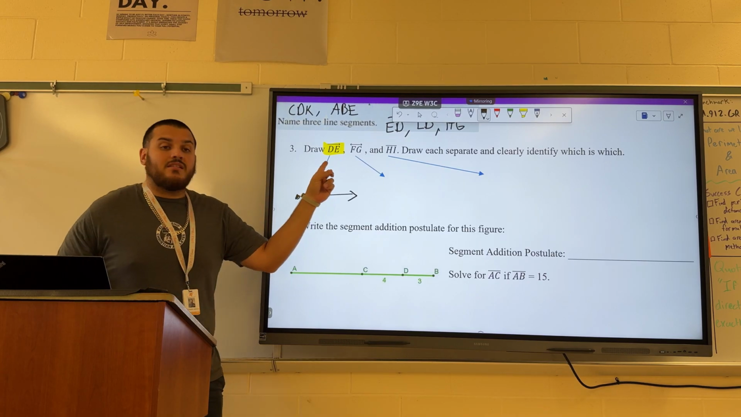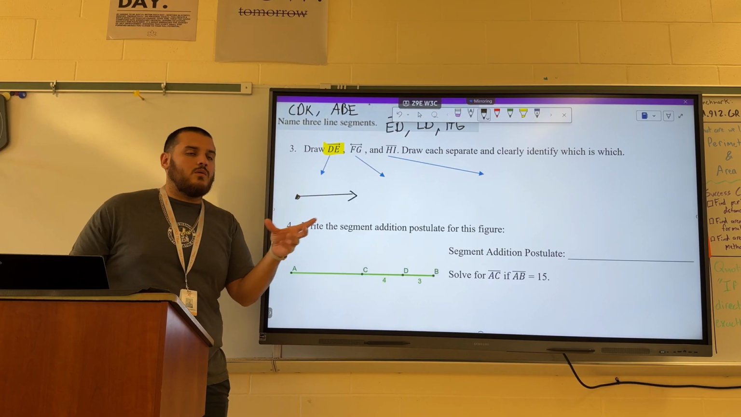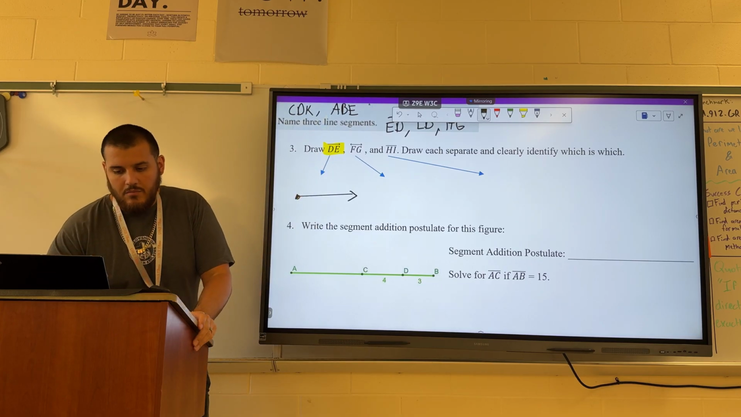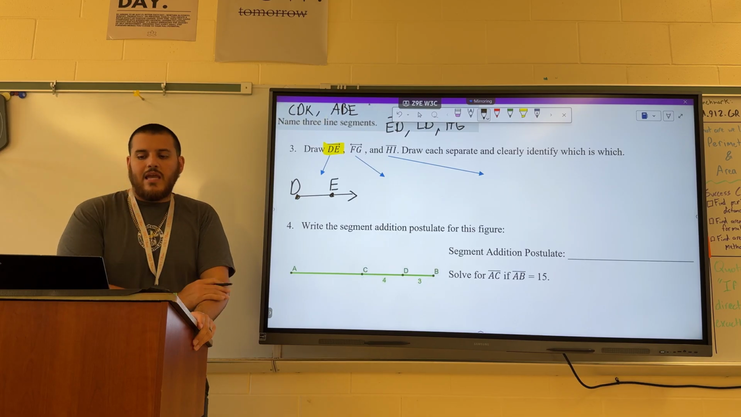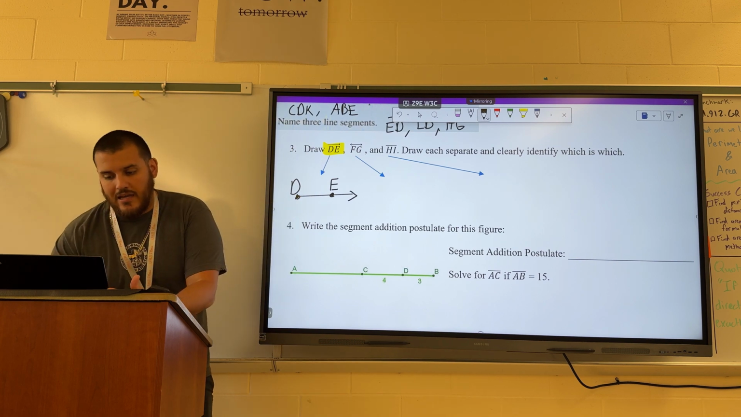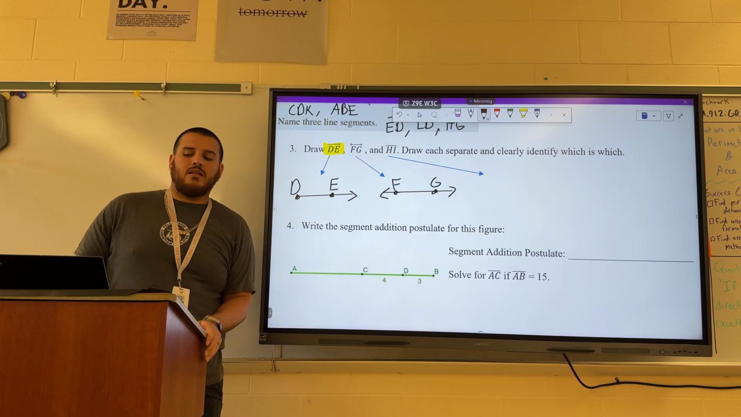But the key here is making sure that we put these points in the right places, because remember that rays can only be named in one way. That first letter has to be the endpoint. So this has to be point D over here. This can be point E, that's a ray DE. Our second thing here has 2 arrows, that would make it a line. And if it's called line FG, that just means on our line needs to be a point F and a point G. They can be anywhere on that line though.